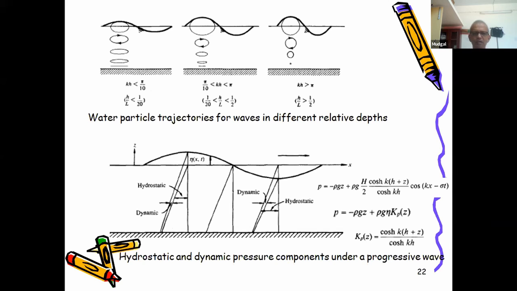For shallow waters, where kh, that means 2 pi h by L, is less than pi by 10, you will see that it's more elliptical. And then when you come towards the bottom, you will see that mostly the velocity is in the horizontal direction. Now this has a large impact on the dislocation or disturbance of the sediments. It is something like scrubbing.